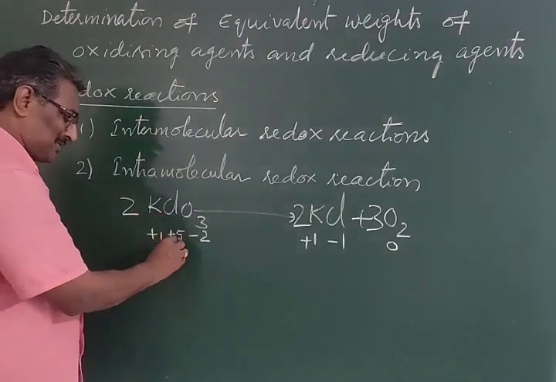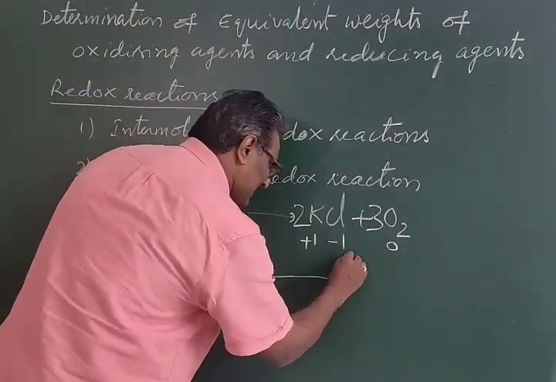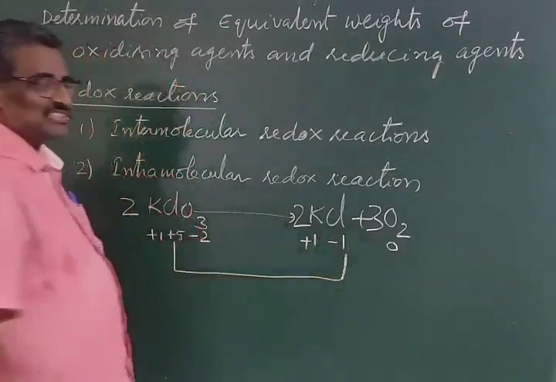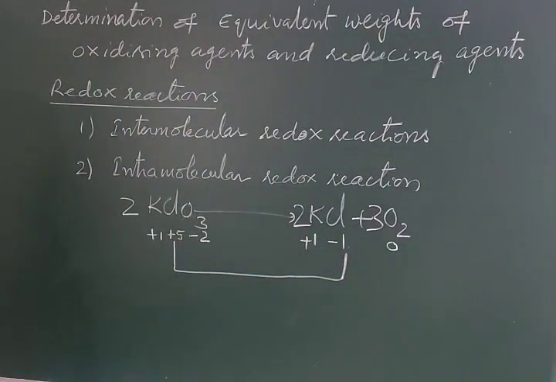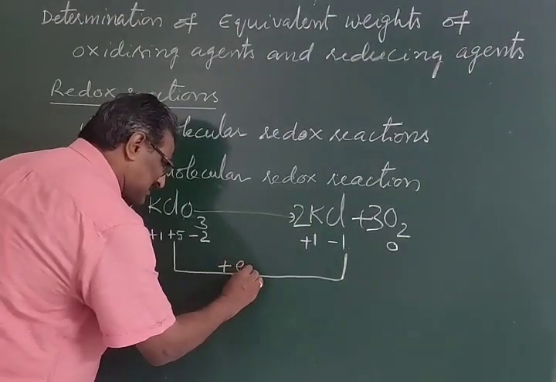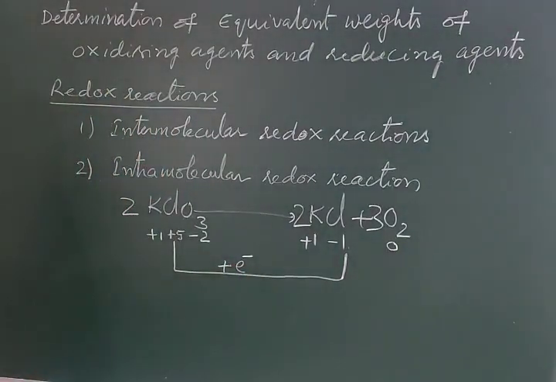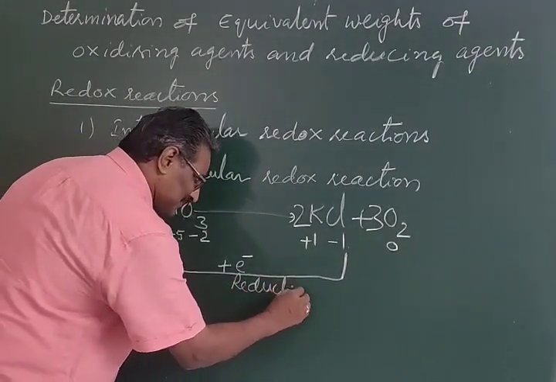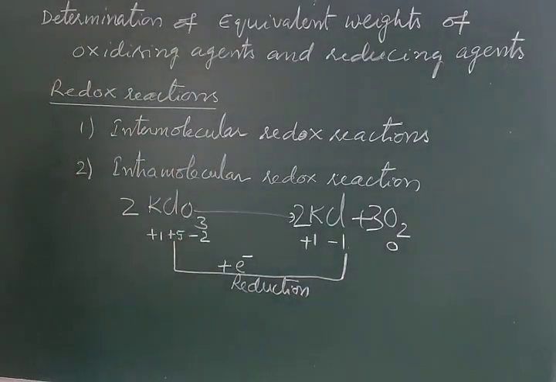One element of potassium chlorate, that is chlorine, is undergoing what? Oxidation or reduction? Reduction, it is gaining electrons. +5 oxidation state is changing to -1 oxidation state. This happens by the gain of 6 electrons. Gain of electrons is called reduction.